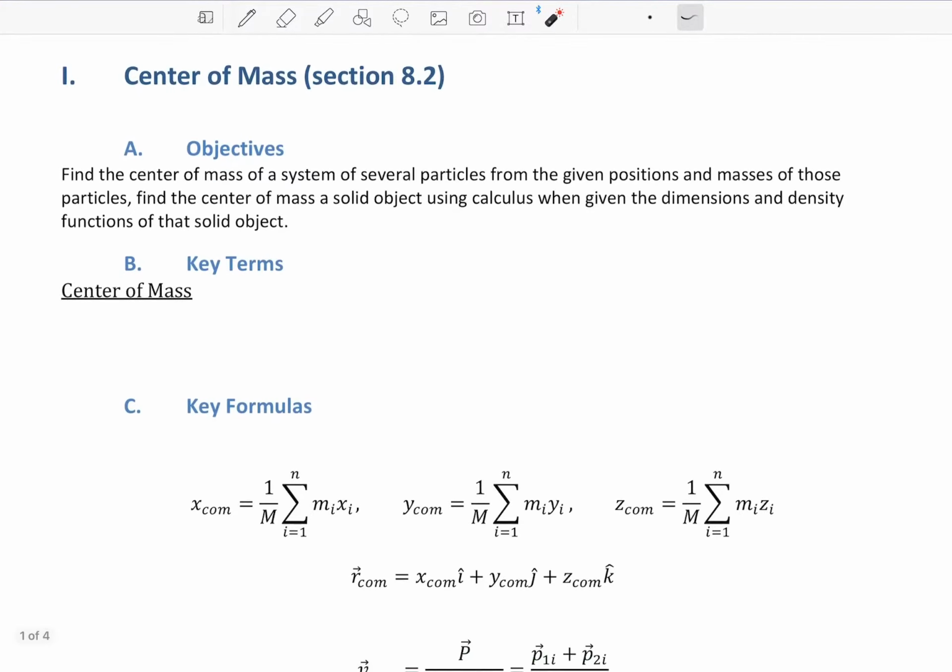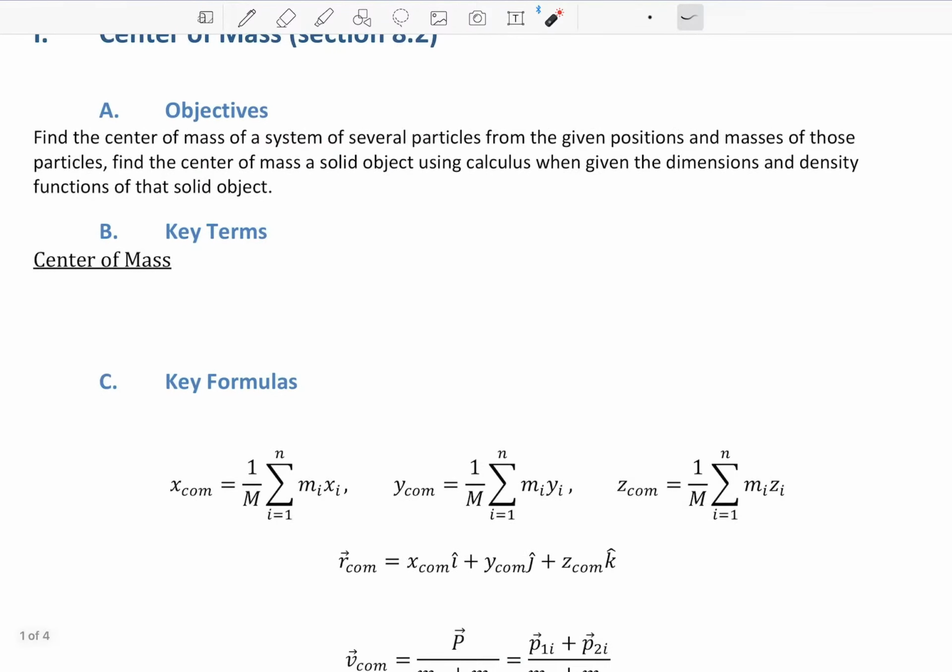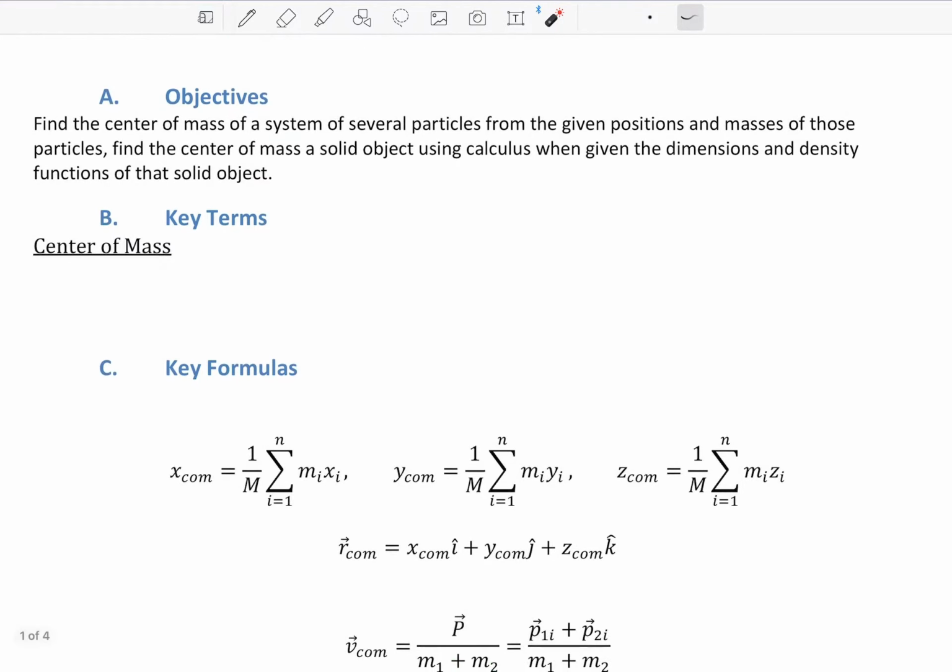And it turns out that the center of mass is kind of a problem in its own right. It can solve simple problems involving the center of mass, and it even relates back to conservation of momentum. So let's see how that all shakes out, okay?